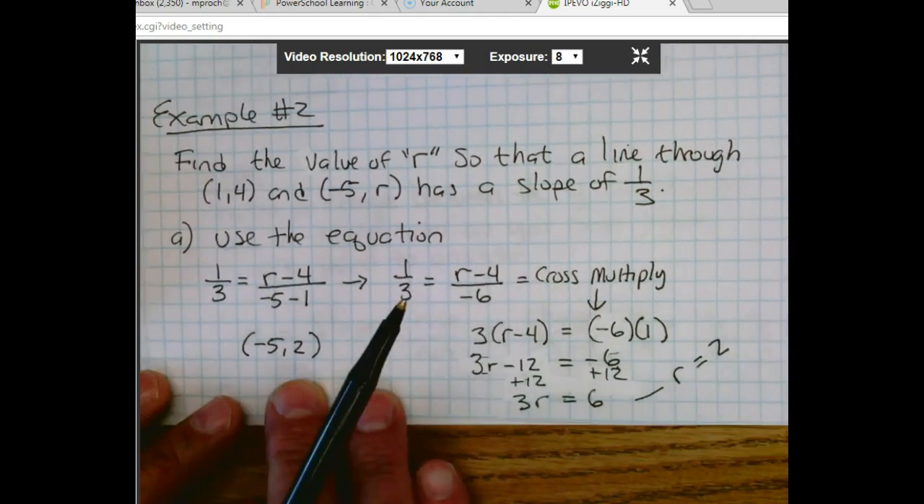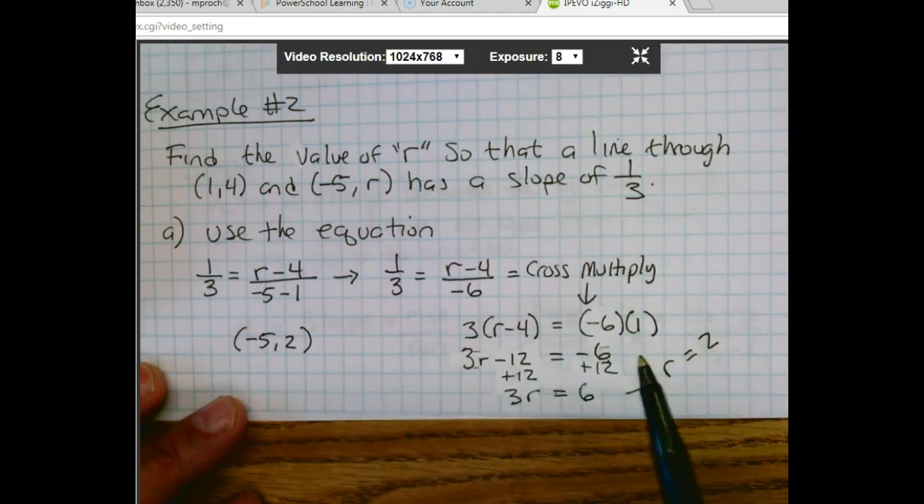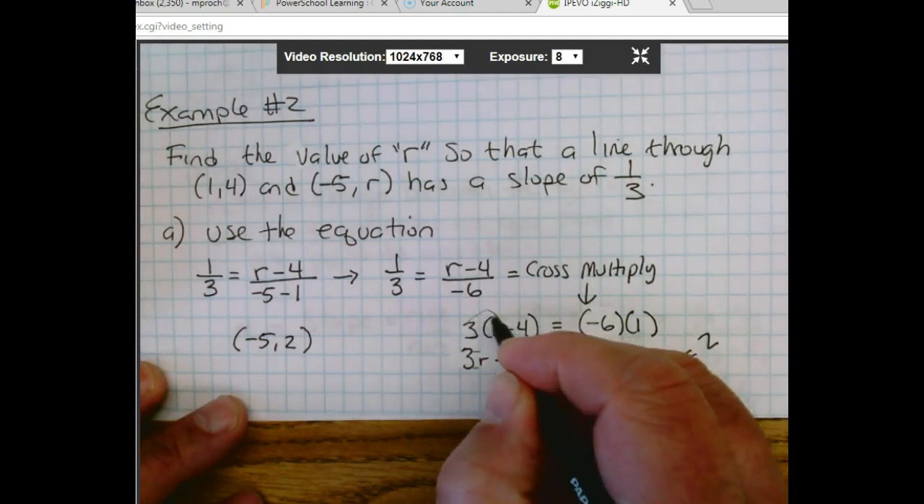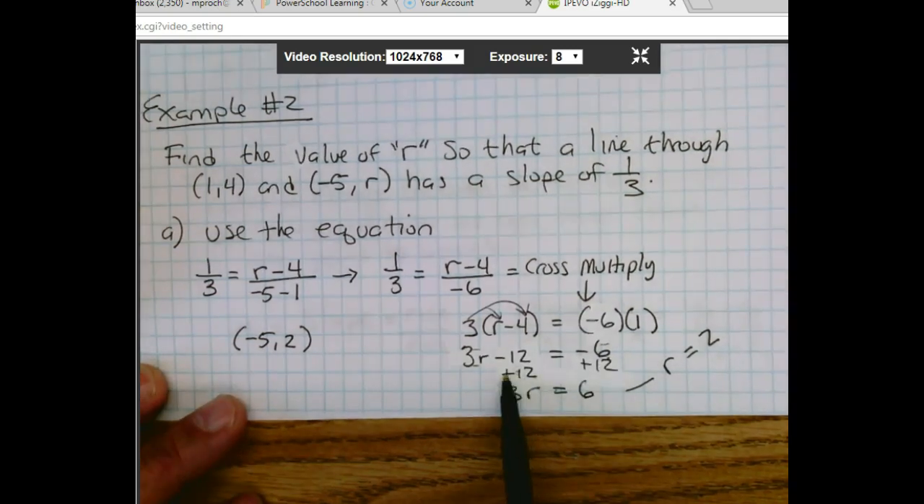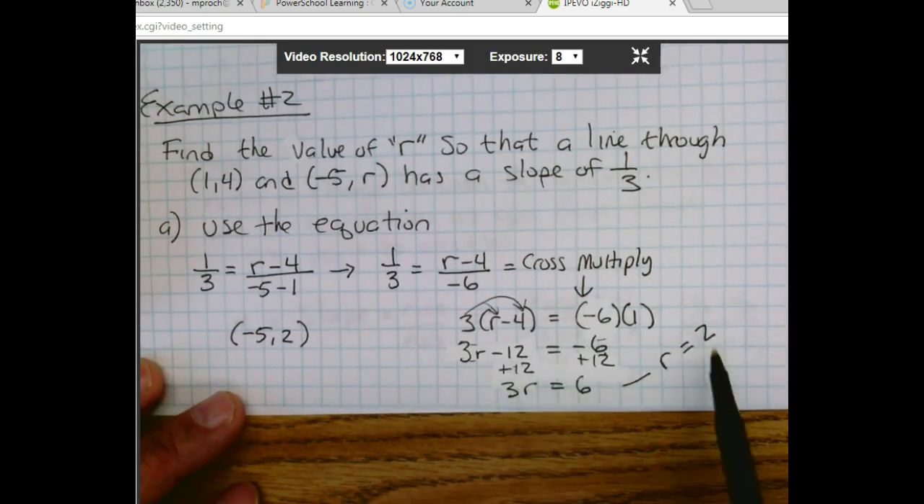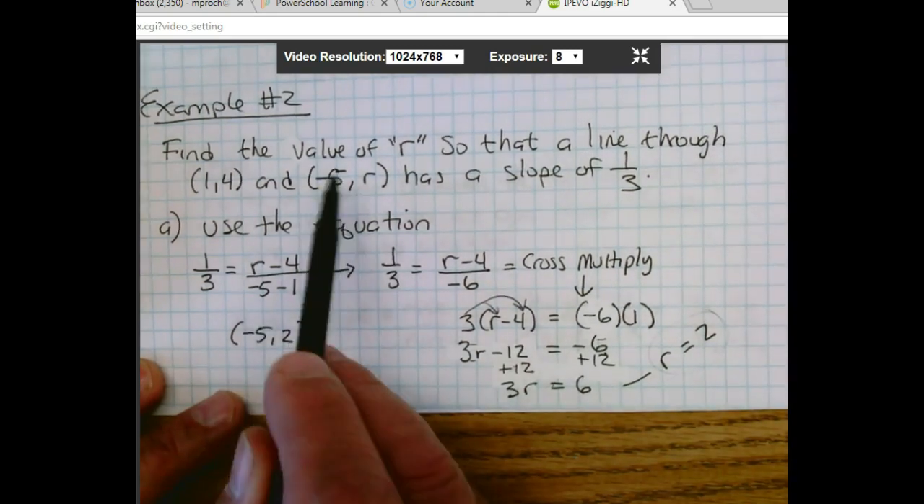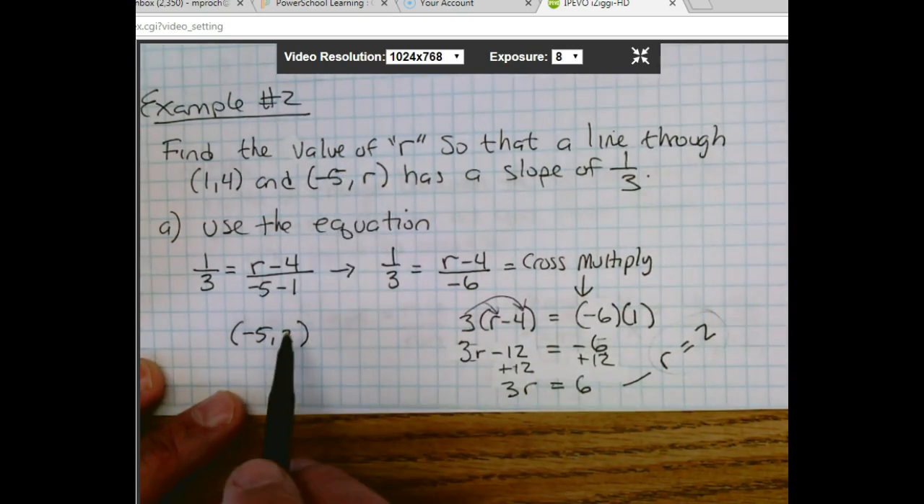When you do that, you'll see you get this on one side and it equals the thing on the other. That's why we did ratios, so we can do some of this. We just do the distributive property: 3 times the r and 3 times the -4. We get 3r minus 12 equals -6. Then we just add 12 to both sides, and we get 3r equals 6. Divide by 3. We get r equals 2. That would then tell us this point right here that was (-5, r), we would plug in the 2, because that's what y is equal to. That's kind of how you do this.